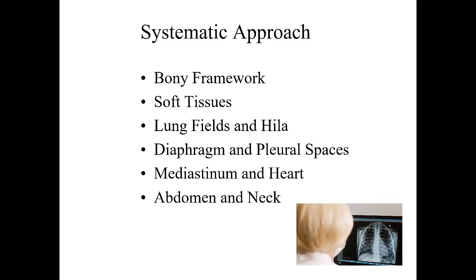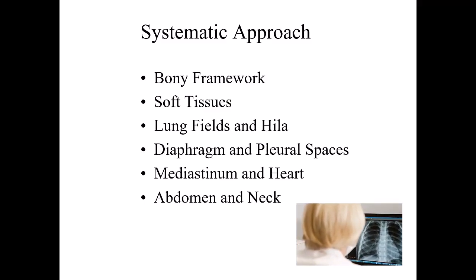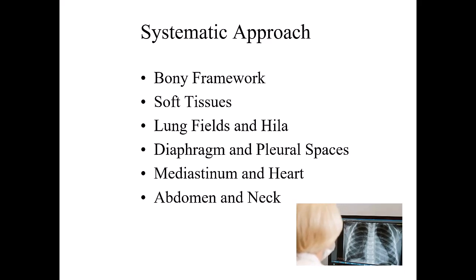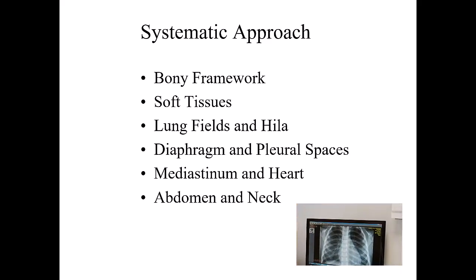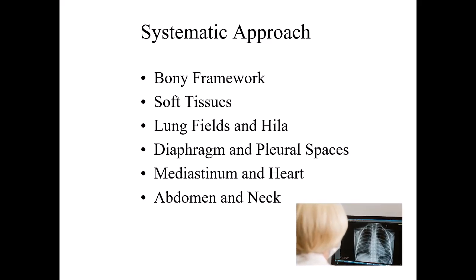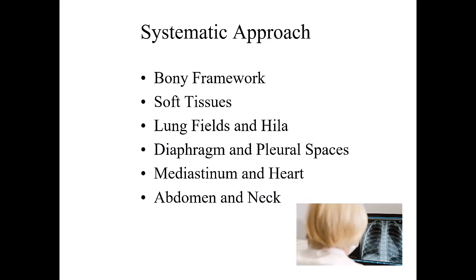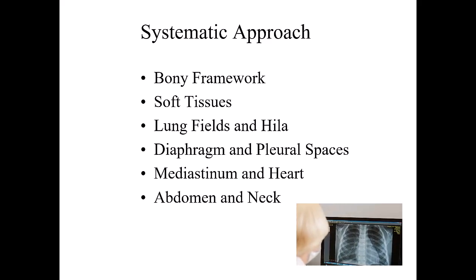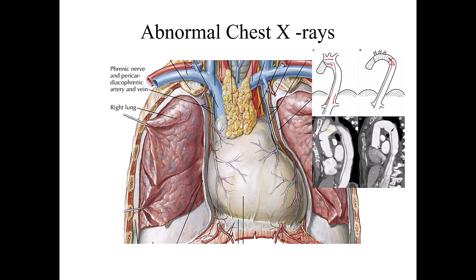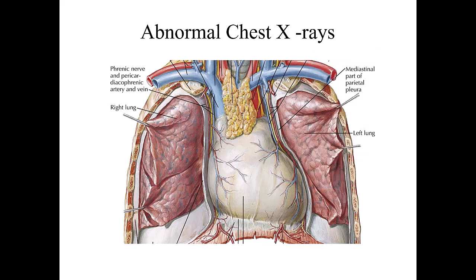In evaluating a ruptured aorta, it is important to look at the bony framework, soft tissues, lung fields and hila, diaphragm and pleural spaces, mediastinum and the heart, and the abdomen and the neck. Here we see an abnormal chest, which would demonstrate the aortic rupture. Notice the mediastinum and the other areas of interest that we talked about in the previous slide.